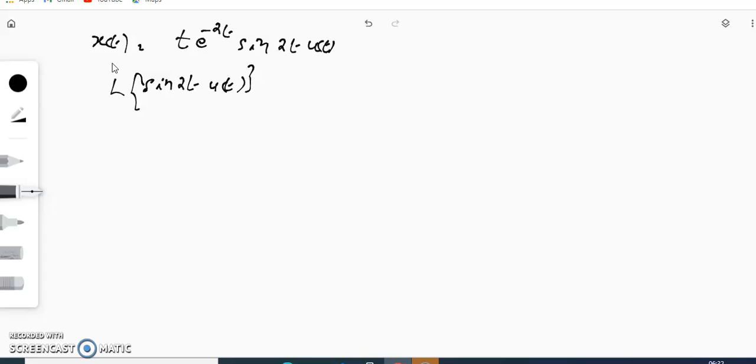I'll solve one more question for you. x of t is equal to 2 into e raised to minus 2t into sin 2t into u of t. Here also we know the Laplace transform of sin 2t u of t. What is that? It is omega divided by s square plus omega square, that is 2 divided by s square plus 4, since omega is 2. Now let us apply the property.